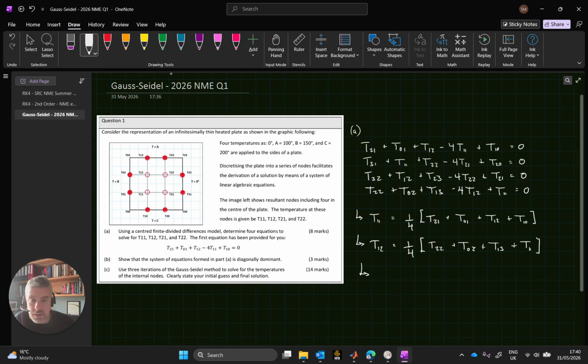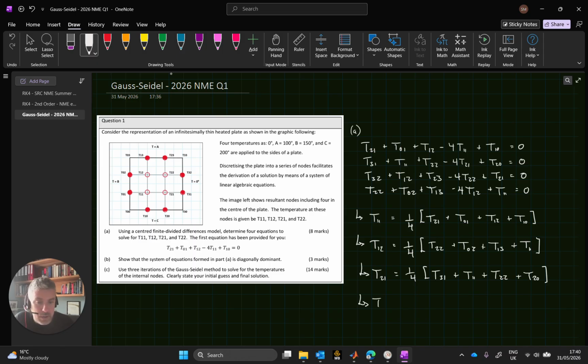Okay, the next one we're asked for here is T21. T21 is going to be the second equation for T21. So T21 is equal to 1/4 of T31 plus T11 plus T22 plus T20. And finally, we're asked for T22. T22, which is the third one here, is going to be equal to 1/4 of T32 plus T12 plus T23 plus T21.